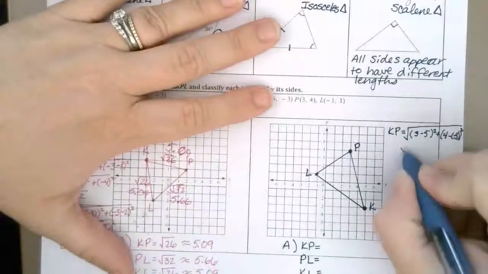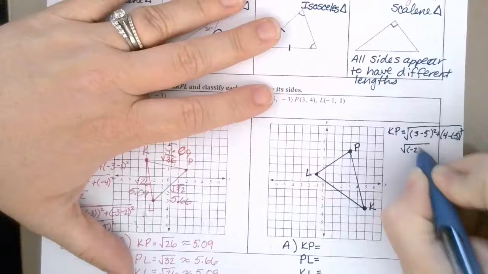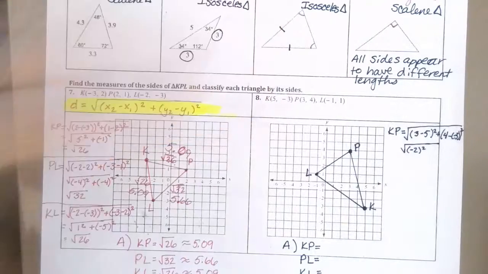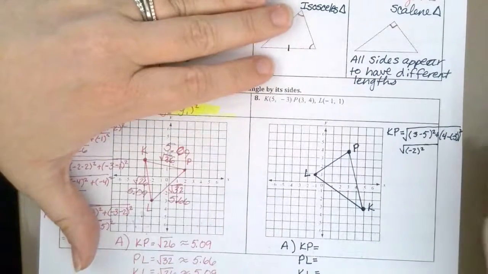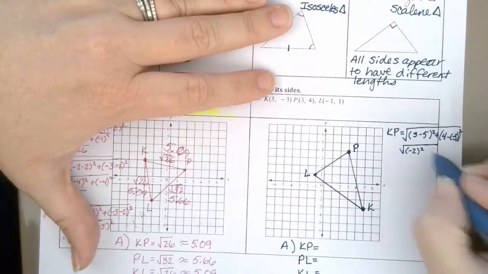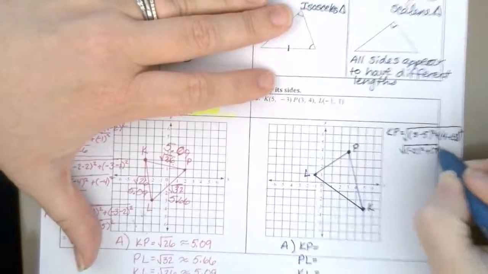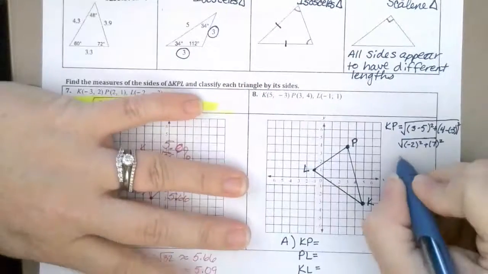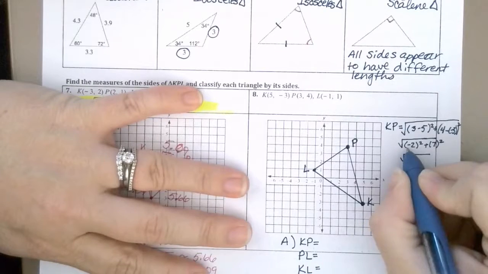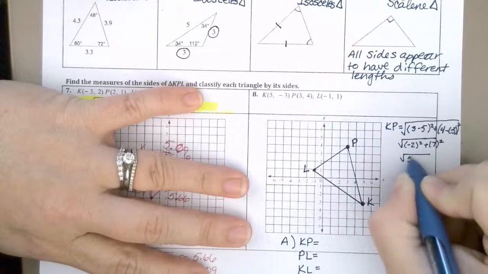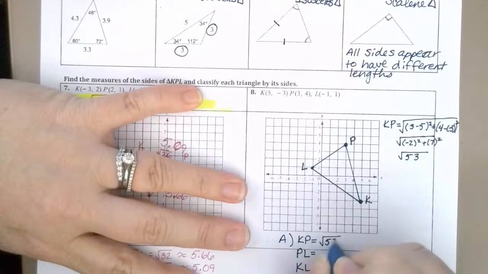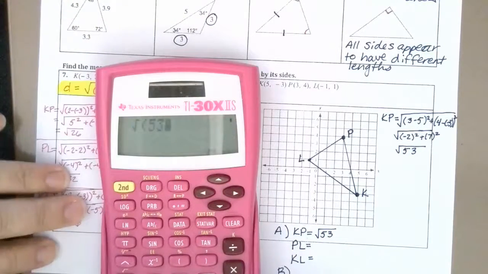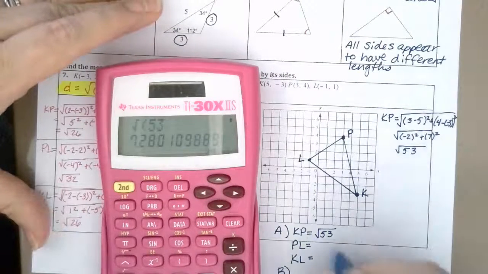Okay. Negative 2 squared, and then 4 minus negative 3 becomes 7 squared. That's 4, and 49 is 53. So KP is radical 53. Square root of 53 is about 7.28.